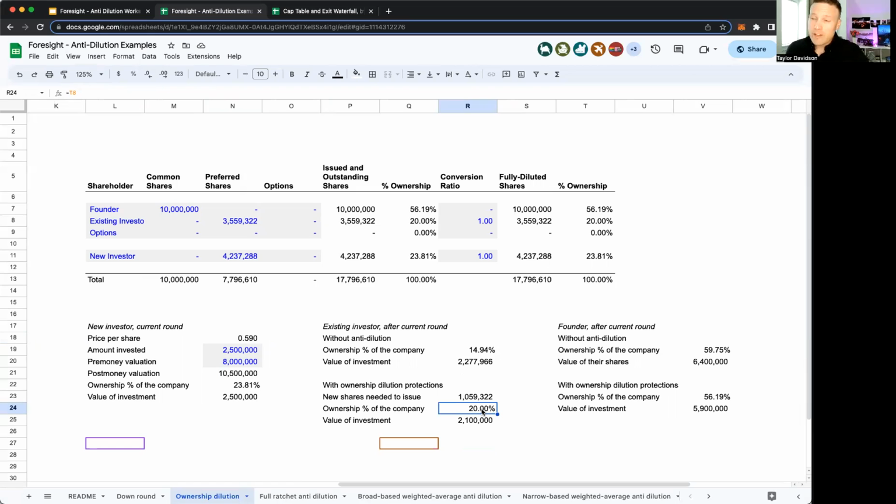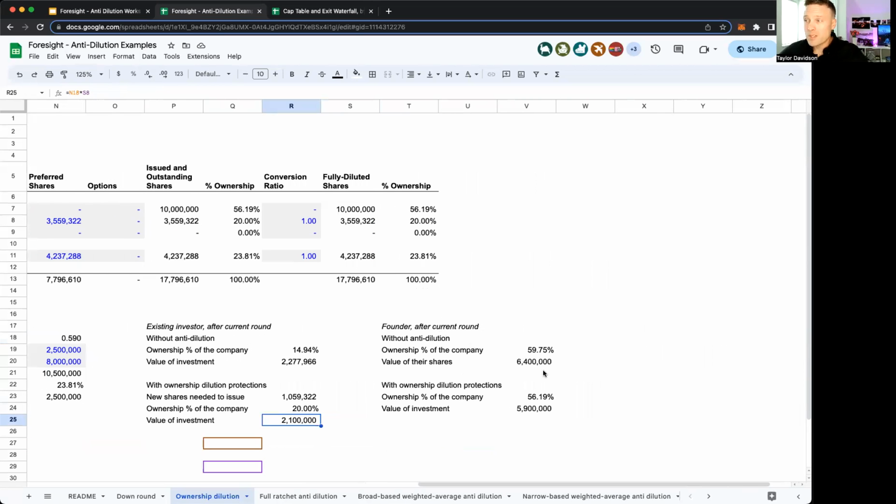Now, the value of investment still declines, right? So they have a number of new shares, but the value of their investment is still less than before. Ownership percentage adjustments like this don't deal with value dilution, they deal with ownership dilution.